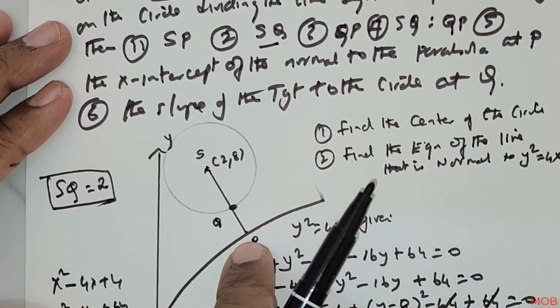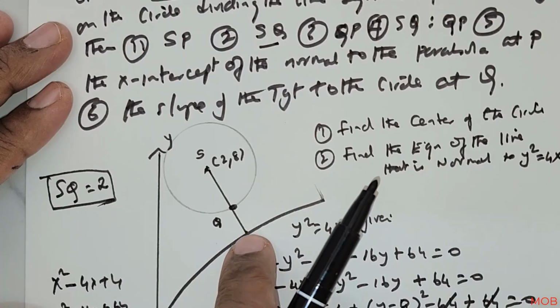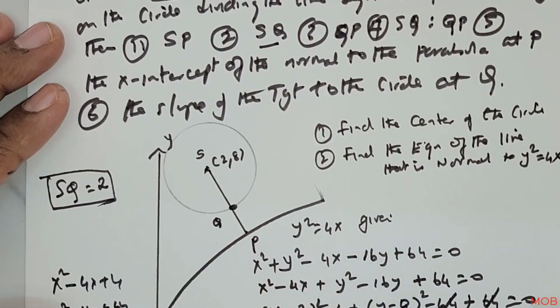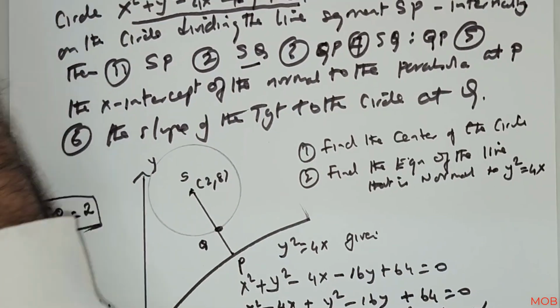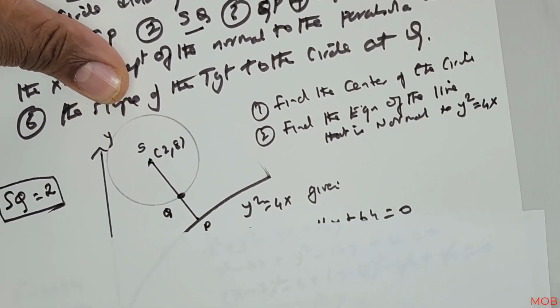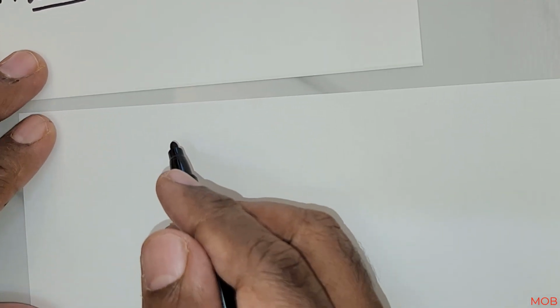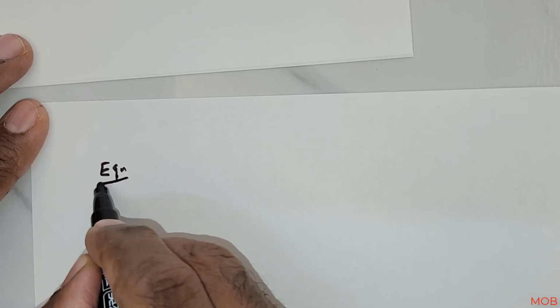And we will have to get the other things, right? So SP we will have to get. So for that, we will have to find the equation of the normal. So let me go to the next slide, and let me give you this. This is the important equation.